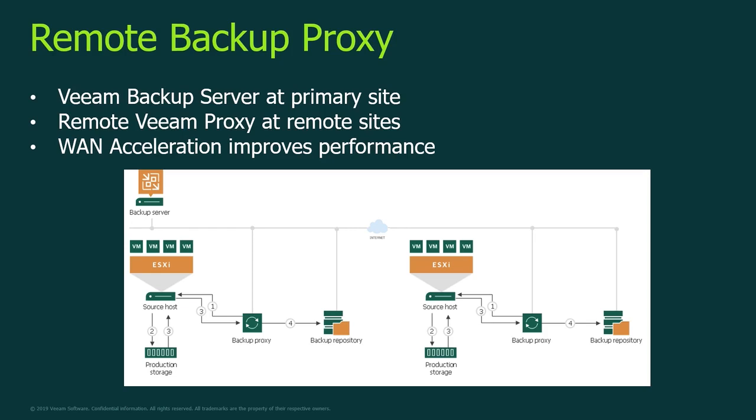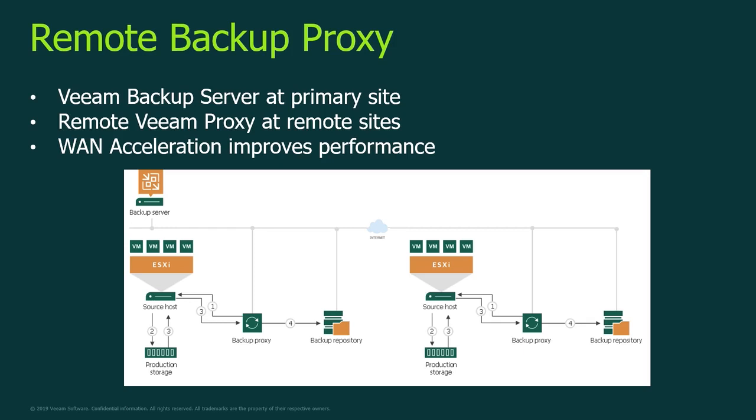Now, the backup proxies are what actually handle the data stream in the Veeam ecosystem. They get instructions from the backup server, and then the proxy goes and speaks with the host and processes that data and sends it to the backup repository. We can deploy proxies at separate locations, and as long as the backup server has access to them, it can still deliver those instructions. We can then assign the backup jobs in such a way that all of the data remains local to the systems that are near that proxy.